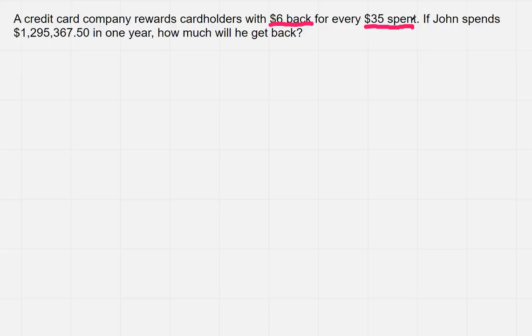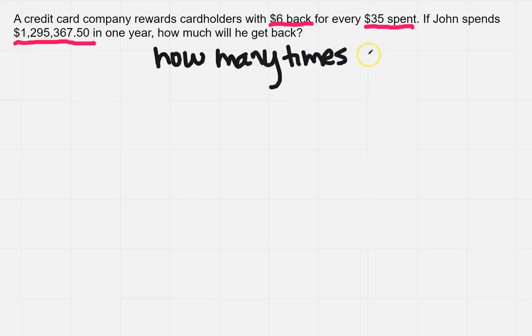So the logical thing here is that I know that this is my total amount. So if I'm going to figure out how much money I got back, or John got back, I'm going to have to do something with this $35. So what that ends up being is that I need to know how many times he spent $35. So just to remind you, we're looking for how many times $35 was spent.